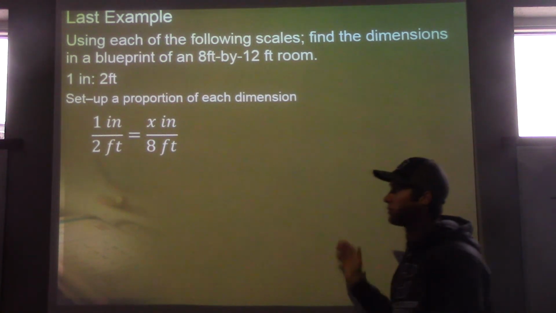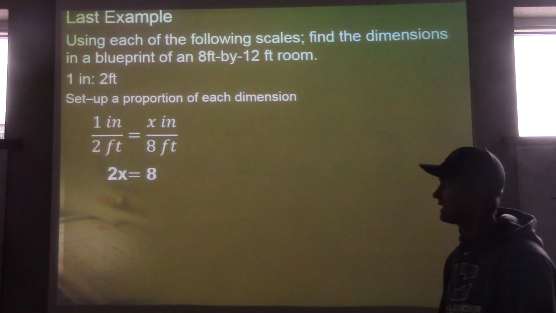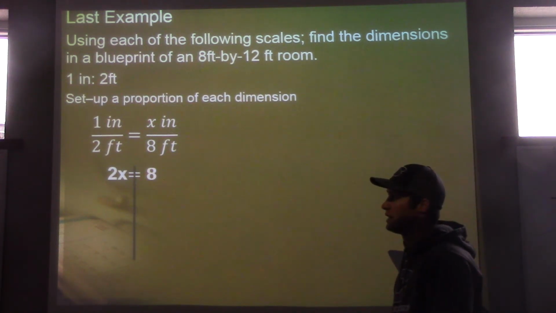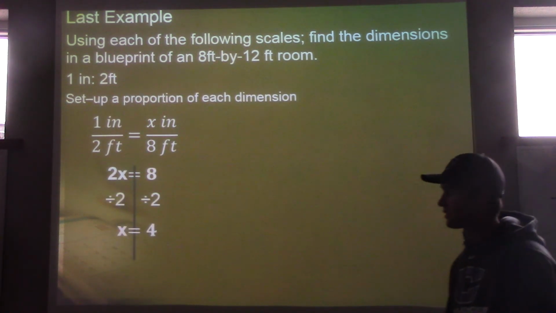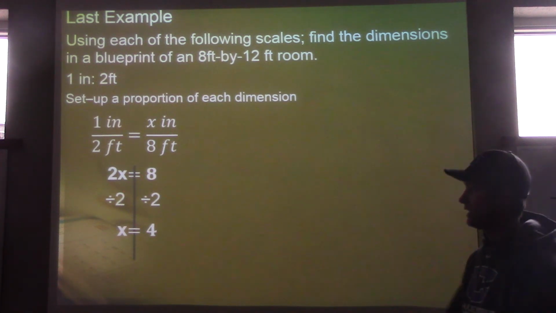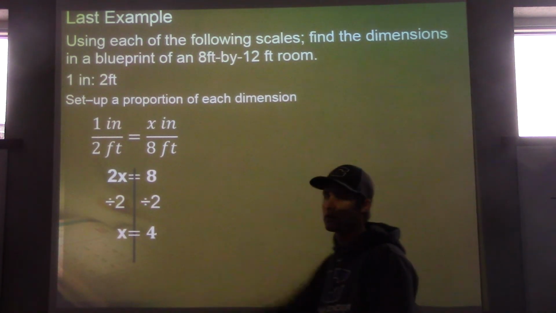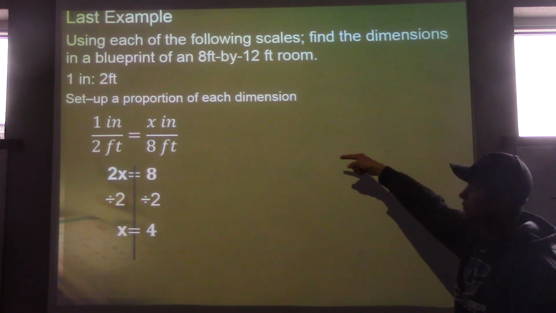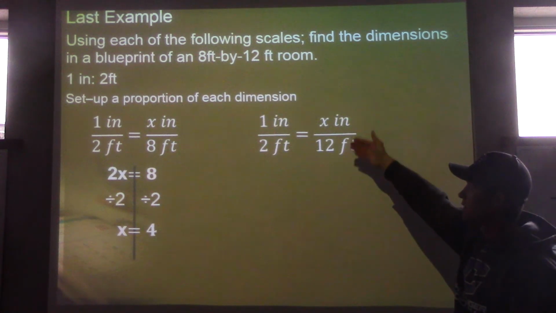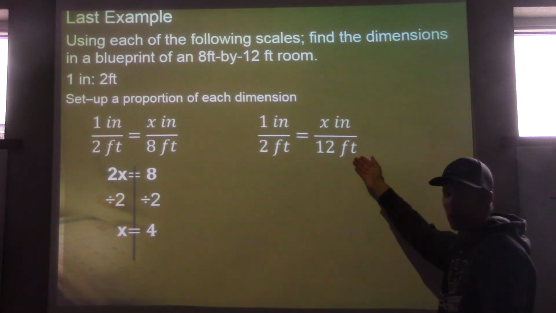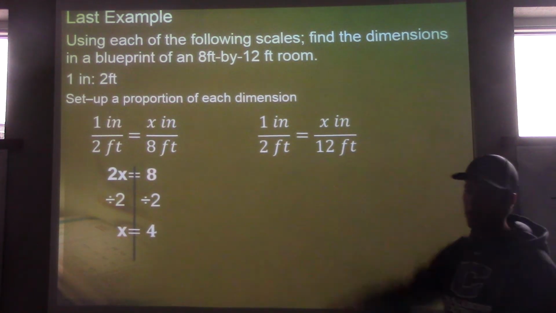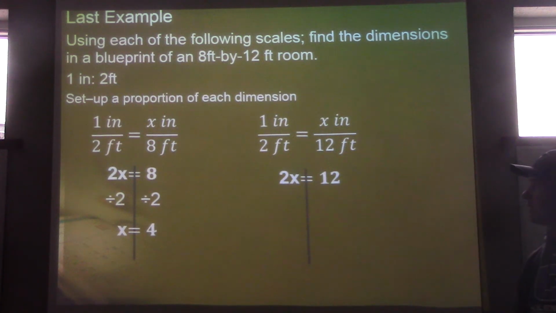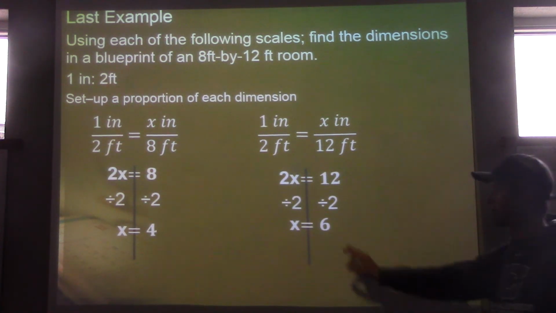So now we cross multiply. 1 times 8 is 8. 2 times x is 2x. Divide by 2, and x is equal to 4. Again, that would be in inches, 4 inches. Go ahead and do the same thing with the other side. So 1 over 2 would equal blank over 12. So here's our other dimension. Cross multiply. 1 times 12 is 12. 2 times x is 2x. Divide by 2, x equals 6.